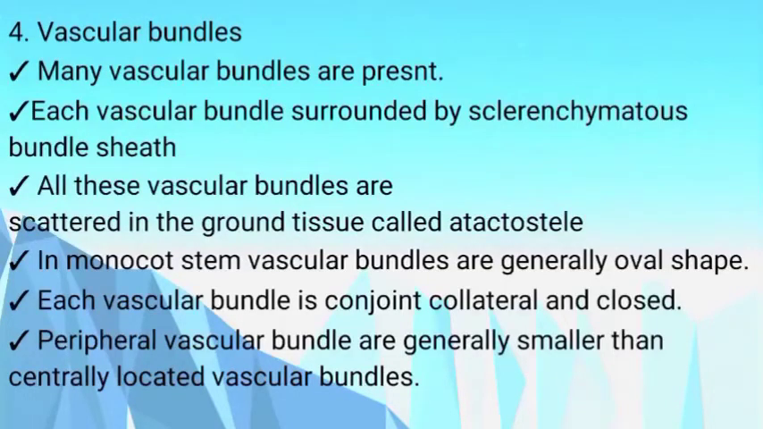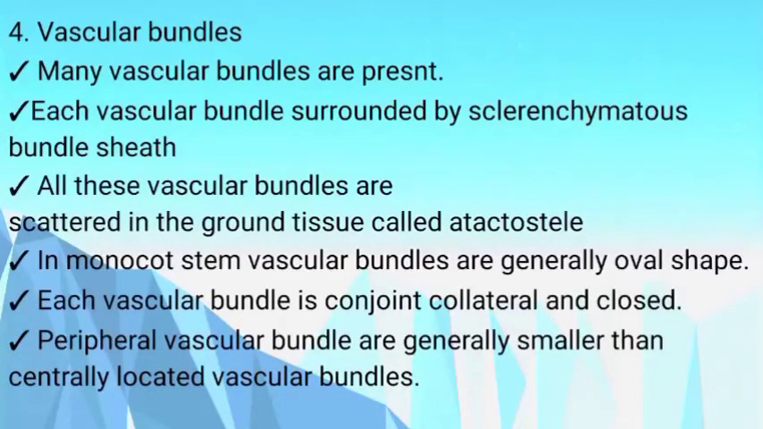Each vascular bundle is conjoined, which means xylem and phloem are both arranged in the same radius. Collateral, xylem and phloem are in a 1:1 ratio, and closed, which means there is no differentiation, there is no cambium between xylem and phloem. Closed vascular bundles do not show secondary growth. Here we have to remember, peripheral vascular bundles are generally smaller than centrally located vascular bundles, which means peripheral vascular bundles are small in size, central vascular bundles are bigger in size.